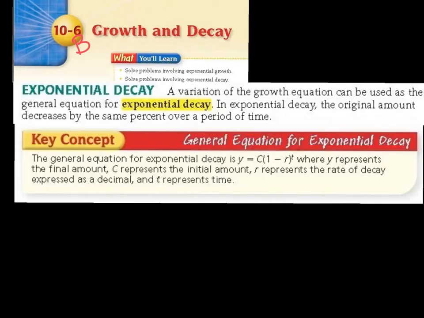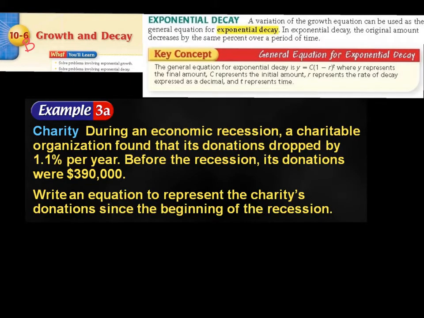The general equation for an exponential decay is y equals c times 1 minus r to the t, where y represents the final amount, c represents the initial amount, r represents the rate of decay expressed as a decimal, and t represents time.